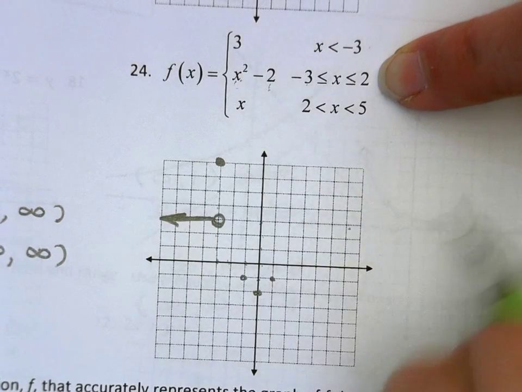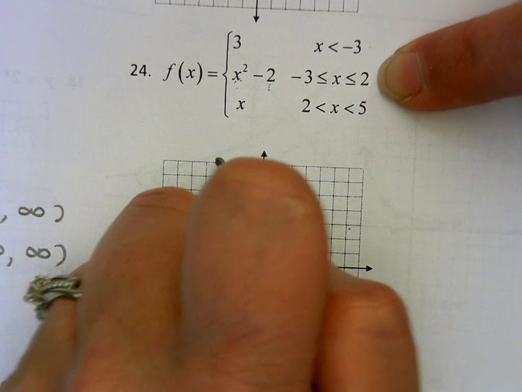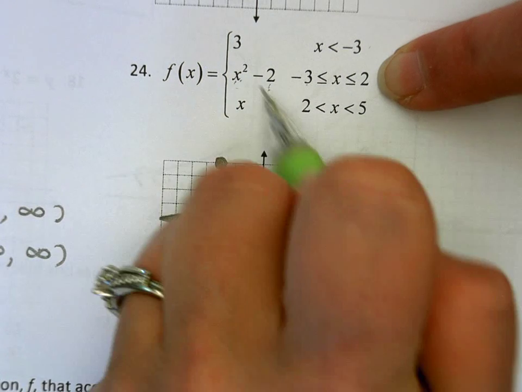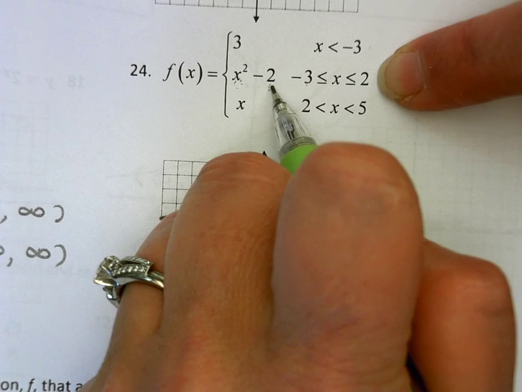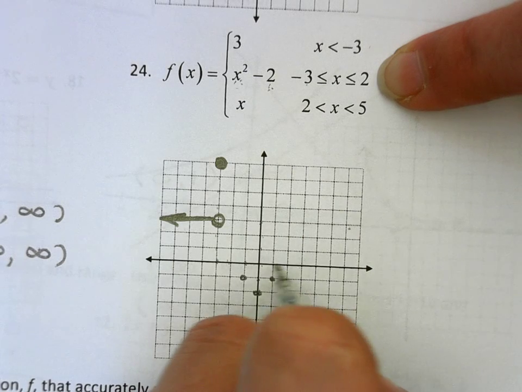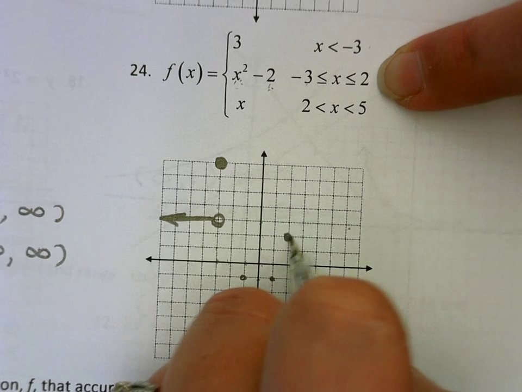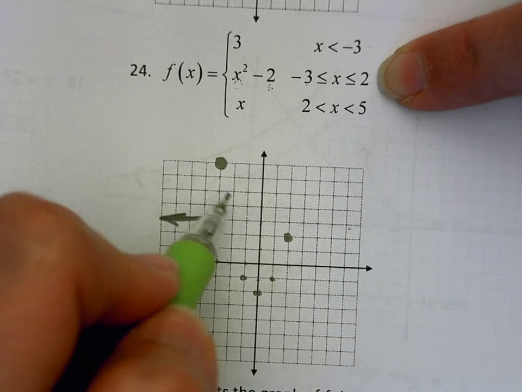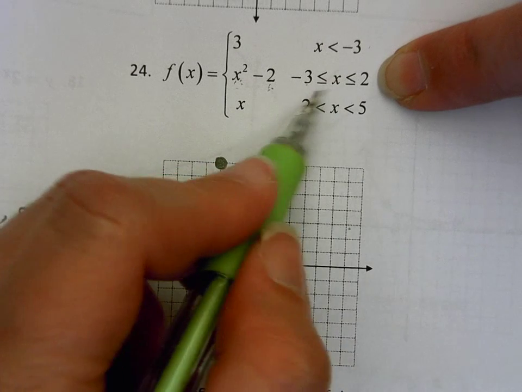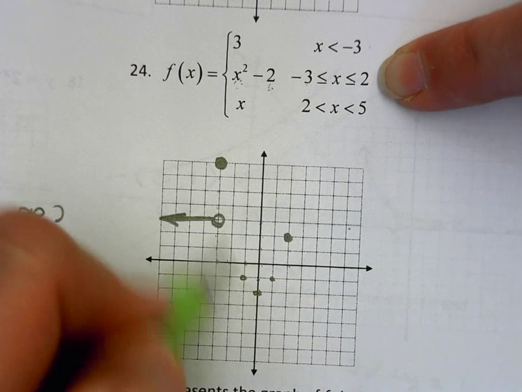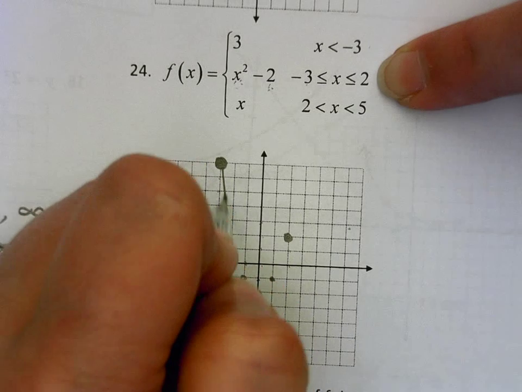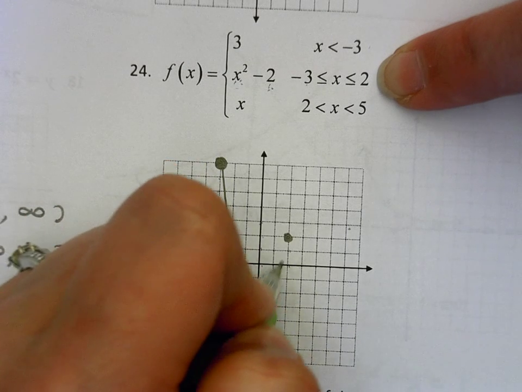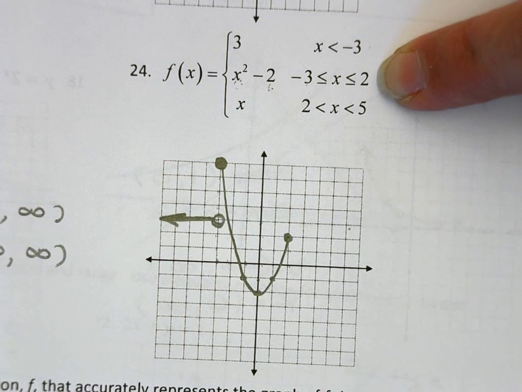Do the same thing for 2, so this is closed. 2 squared is 4, minus 2 is 2. So over 2, up 2, also closed. So I'm graphing the portion between -3 and 2 of my parabola. So I need to draw my parabola. So something like that.